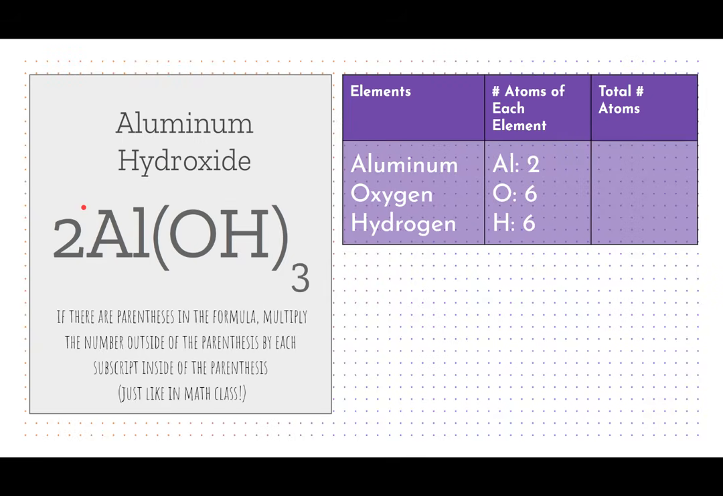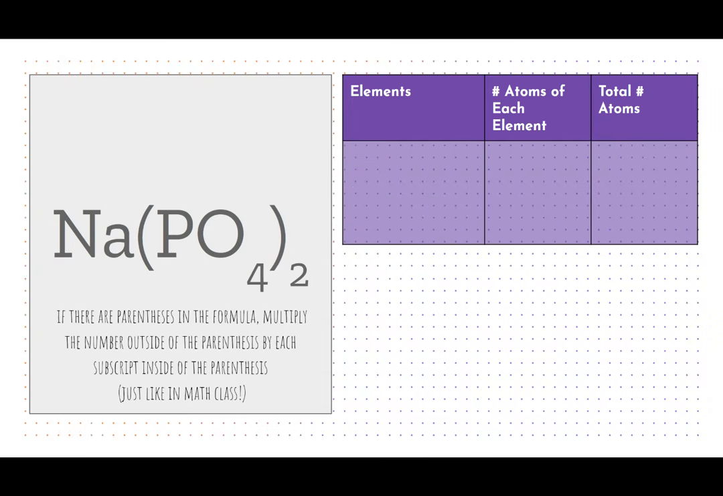So you might want to pause and write that out so you can actually practice this. And you will practice this more, but it might help you to write it down. So once we have our atoms of each element figured out, we can add them all up, and that gives us 14 total. Let's practice another one with parentheses.